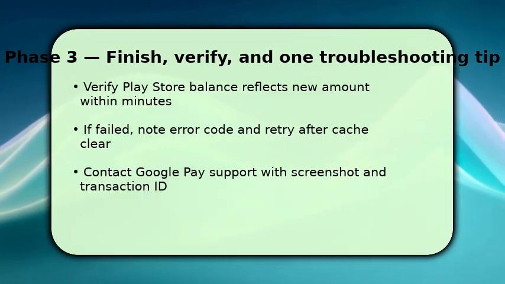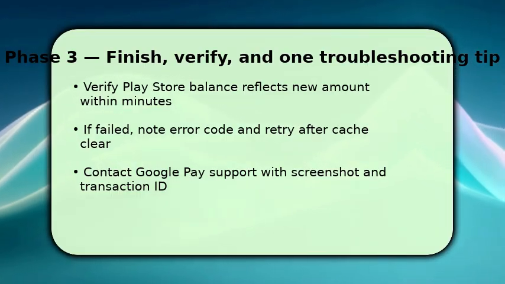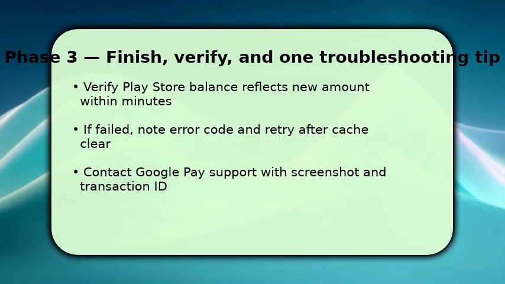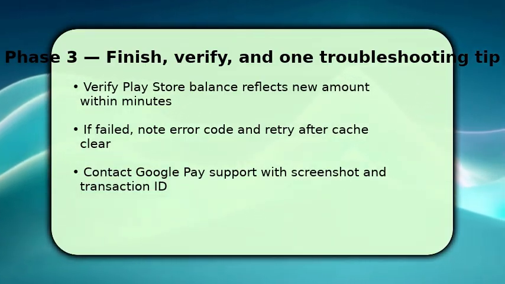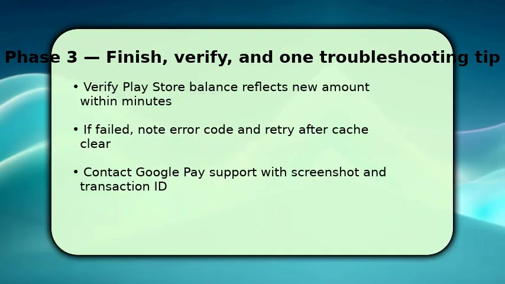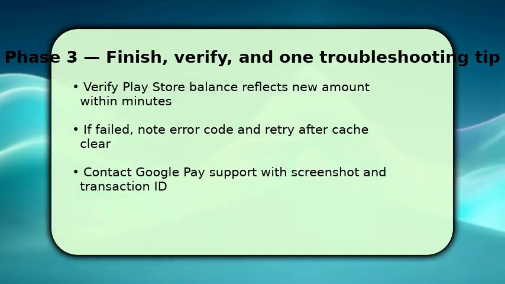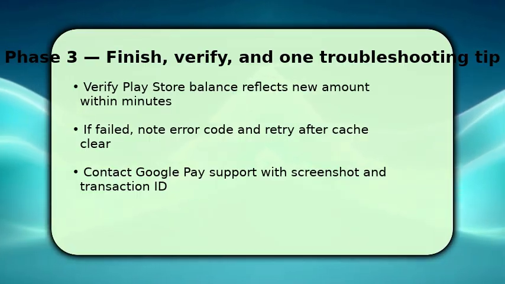When you still see errors, capture the error code, a screenshot, and the transaction ID, then contact Google Pay support. This final troubleshooting step speeds resolution because support needs those exact details to trace redemptions, and it prevents repeated failed attempts that could lock the code.